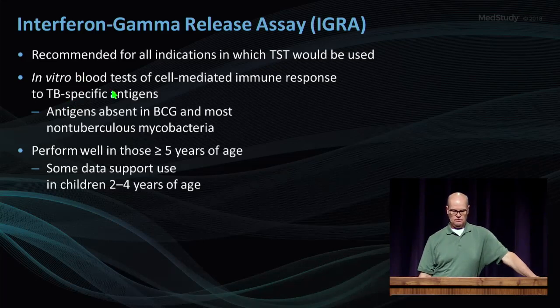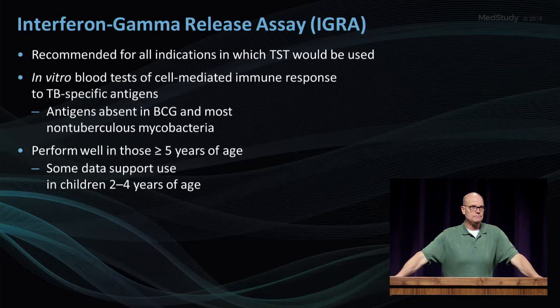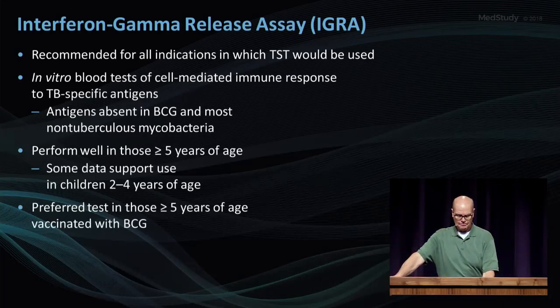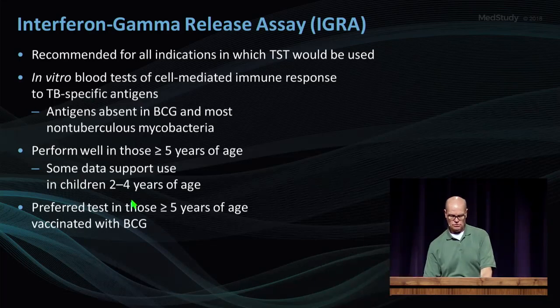As I think I mentioned before, with interferon gamma release assays, the Academy has very recently changed this from 5 now down to 2. So when I made this, there was some data supporting the use in younger children. The Academy has now made the recommendation that in any child receiving a BCG vaccine who is 2 years of age and older, the preferred testing is with an IGRA and not with a tuberculin skin test. So due to that recent recommendation, it changes to 2.